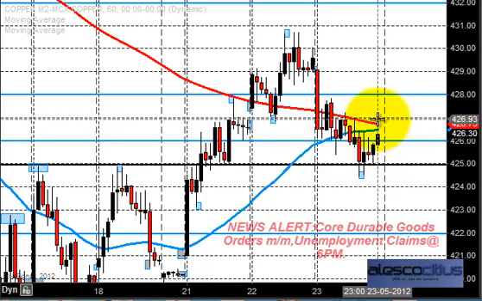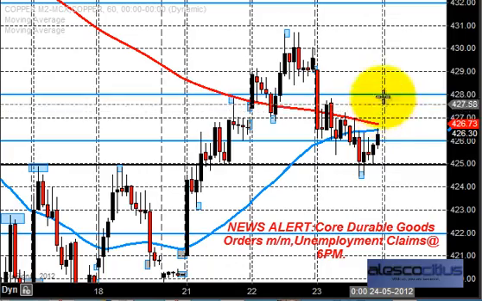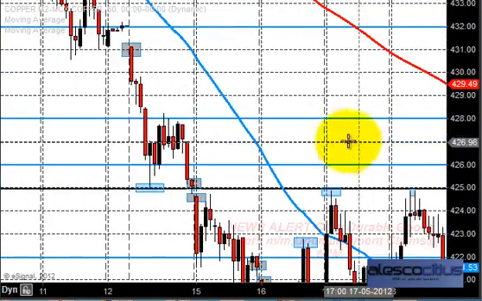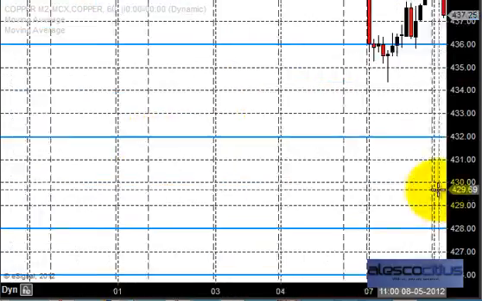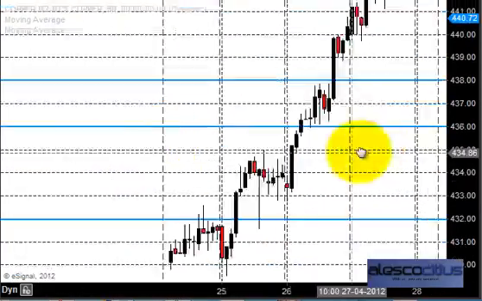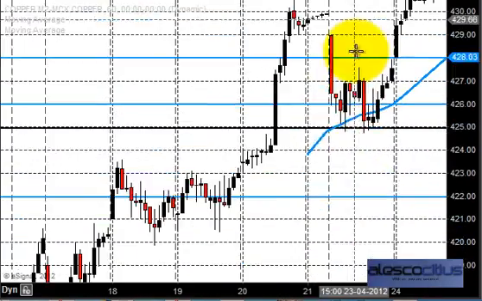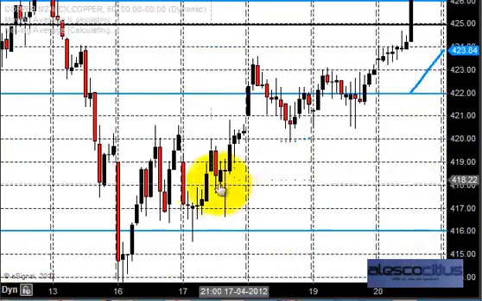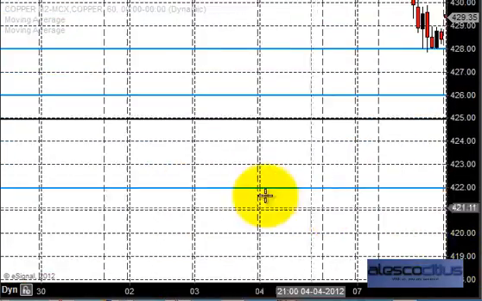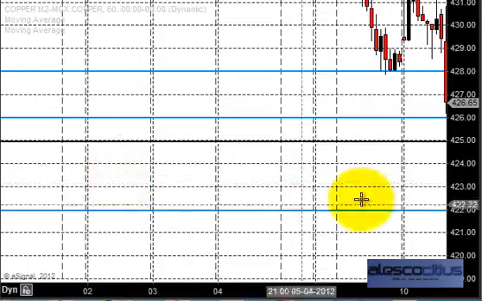If the price is going to break out of the zone and stay above 428, we are going to expect something big. Let us go back and see what happened on the previous days. And again we can see the importance of 428. Let us go back and see that.